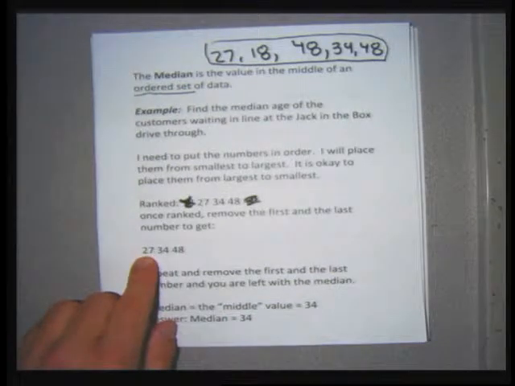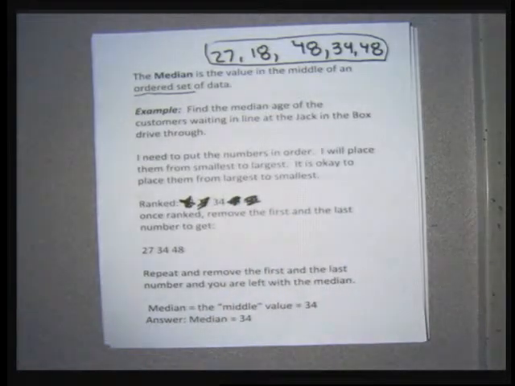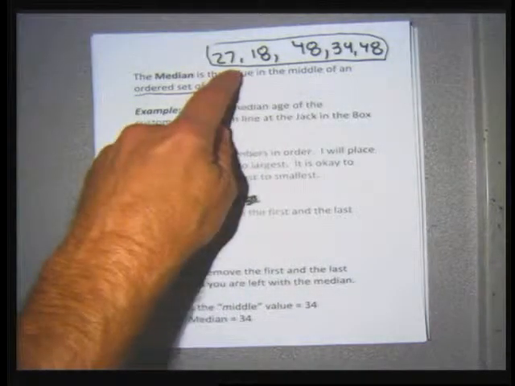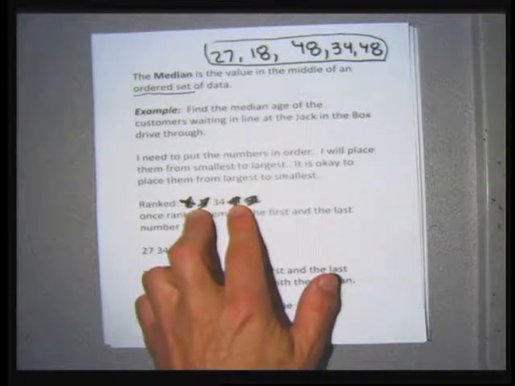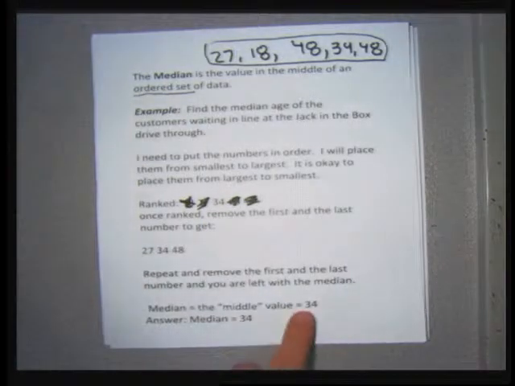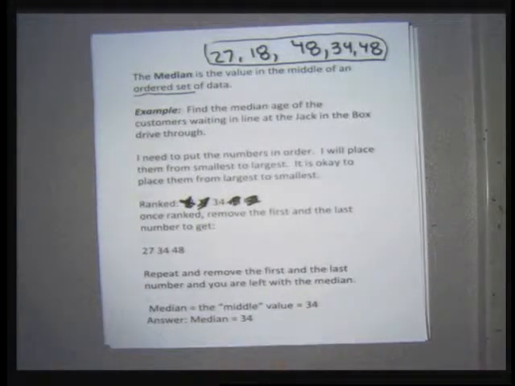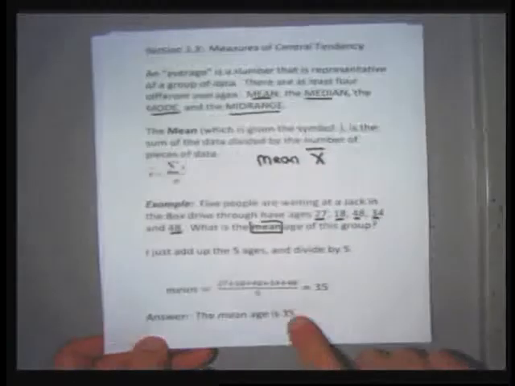From that list, I'm going to remove the first number and the last number. If there's only one number left after you repeatedly remove the first and the last number, that number is the middle value, which we'll call the median. So for our Jack-in-the-Box ages, we ordered the ages, we struck out the first and the last number, then the second from the first and second from the last. We're left with one number in the middle. Median kind of means middle, and the median or middle value is 34, the median age of the people waiting in line at the Jack-in-the-Box, which was different than the mean age. The mean age was 35.